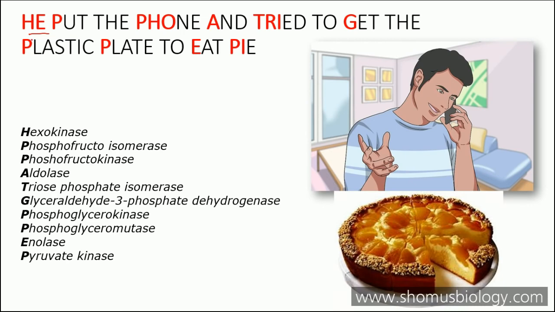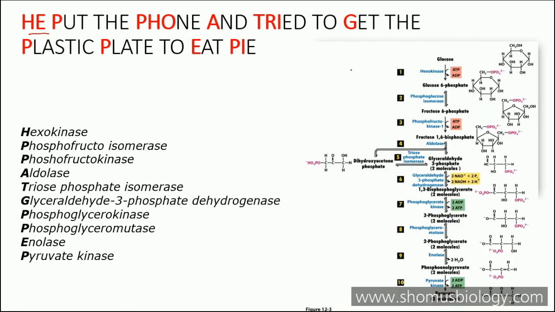So if you look here, let me also show you the actual picture. He, hexokinase, and this is the first enzyme required in the first phase. Then P, phosphofructoisomerase, the second enzyme involved. Then another PHO, so obviously phosphofructokinase, the third enzyme involved.